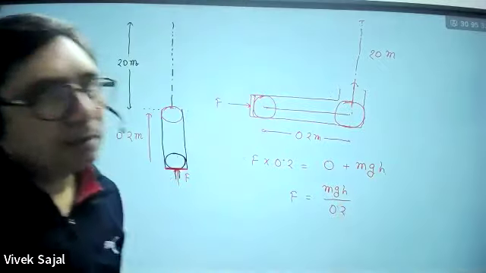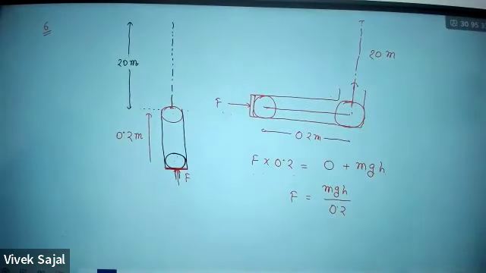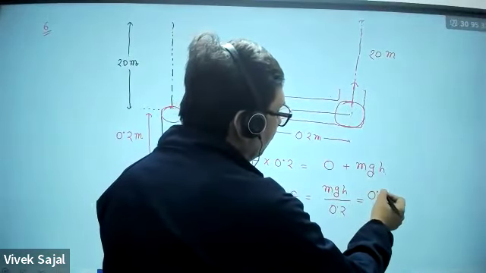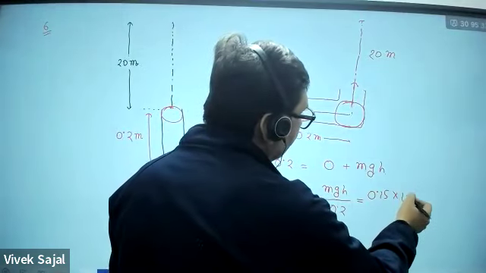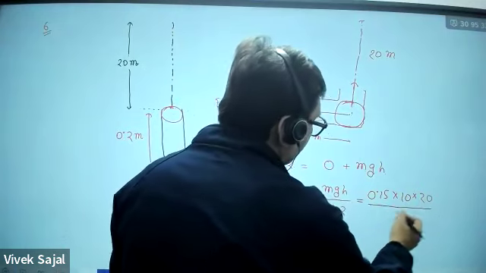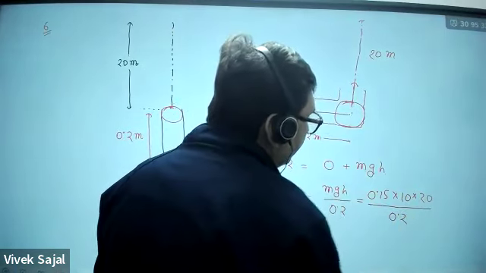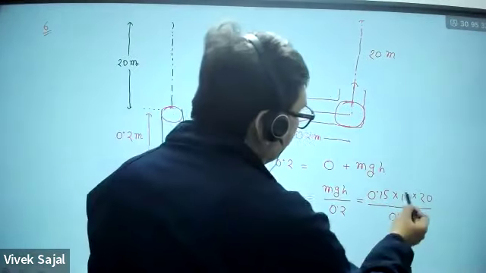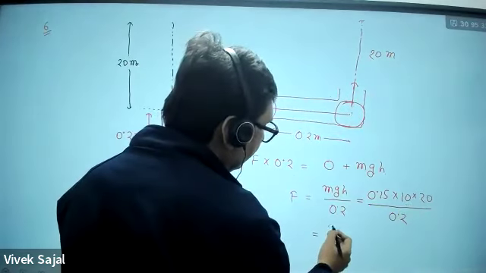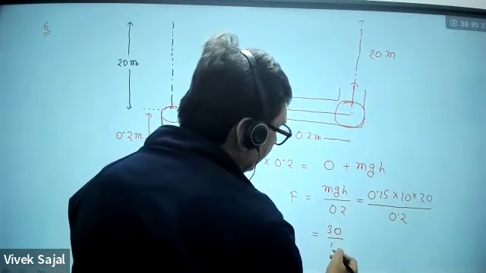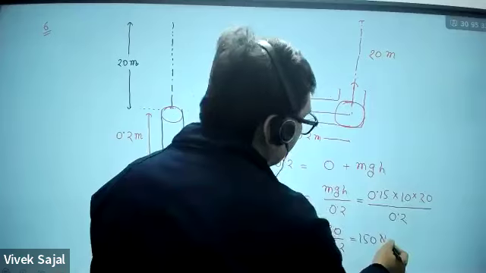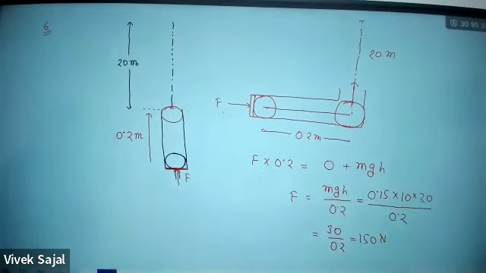Now you can substitute the mass of the ball. How much is it? 0.15 kg is the mass of the ball. g is 10 and height is 20 meters, and this is 0.2. So this will be 30 here, 15 into 2, 30 by 0.2. So this will be 150 Newton.